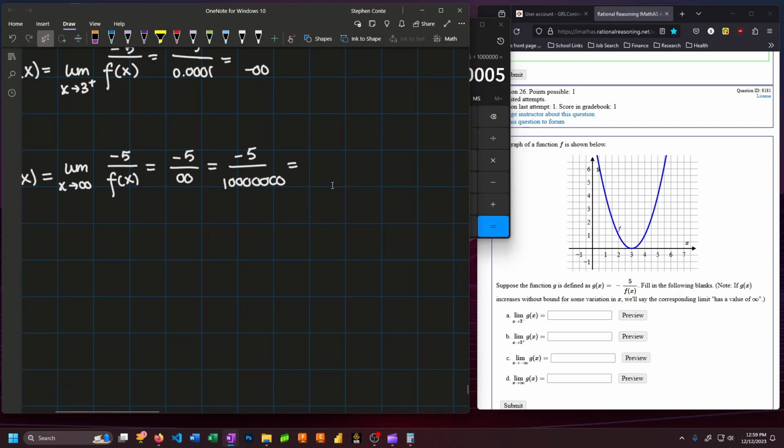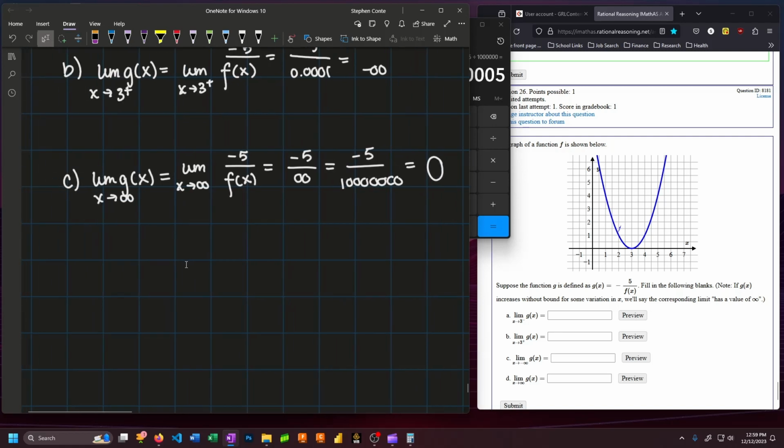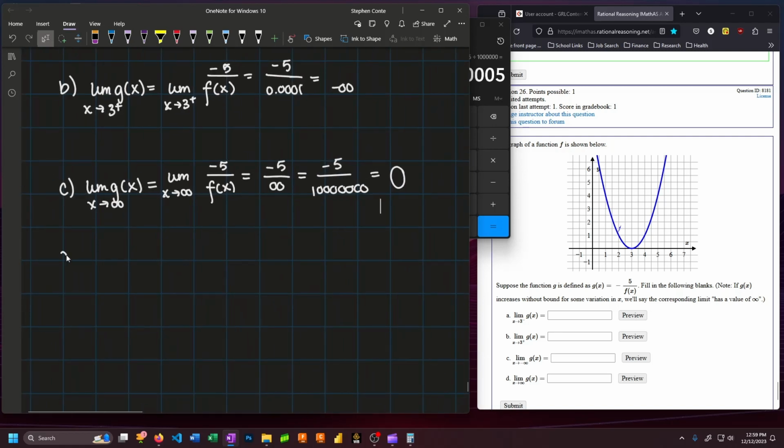So if I keep putting in larger and larger numbers, it's going to be a number that's increasingly close to 0. So we can see that the limit as x approaches infinity of negative 5 over f of x is going to be 0. Okay, so we're saying that the function approaches 0 as x approaches infinity. Sorry, this is actually your answer for D.